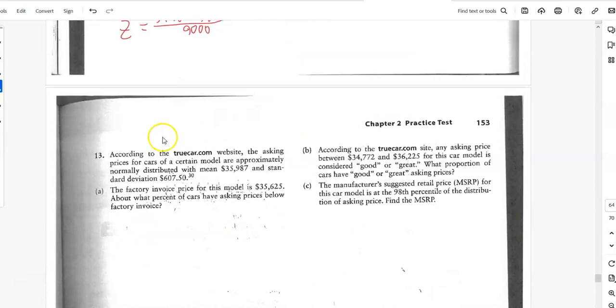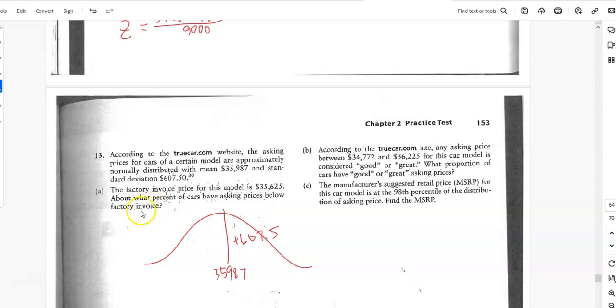Okay, and last one. According to the TrueCar.com website, the asking prices for cars of a certain model are approximately normally distributed. Okay, so not a bad idea to draw it. It's going to be hard to draw all that out. But you're adding 607.5 and subtracting that as well to get the other standard deviations. The factory invoice price is $35,625. About what proportion of asking prices are below that?